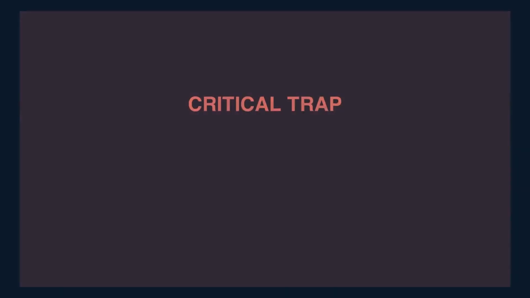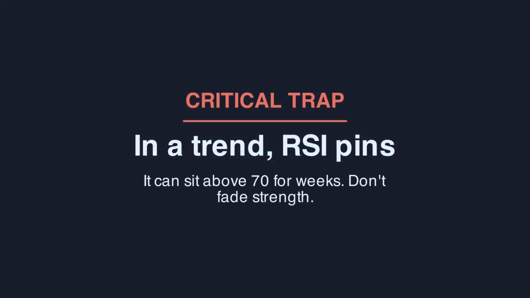reversal. Here's the trap one more time because it matters. In a strong trend, RSI can pin above 70 for weeks while price keeps climbing. Shorting the first overbought print fights the trend and bleeds your account. In a trend, you use pullbacks toward the middle, not the extreme, as your signal.